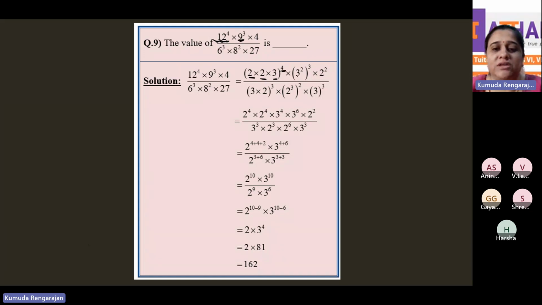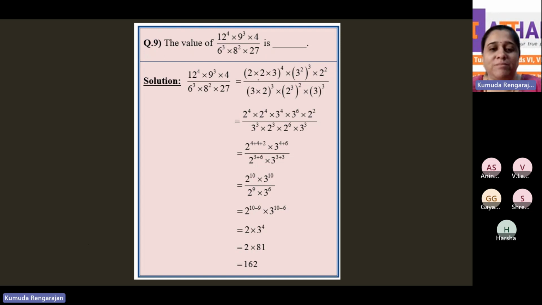9 is 3 into 3, that is 3 squared, the whole power 3. And 4 is 2 squared. 6 is 3 into 2, then this power 3. Then 8 is 2 cubed, or you can write 2 into 2 into 2, and then in the next step 2 cubed, and that power 2. And 27 is 3 cubed. Now, what have we done here? We have written all the numbers with base 2 or 3.